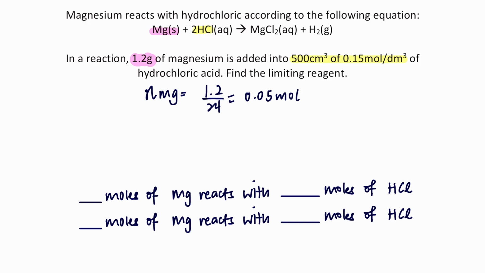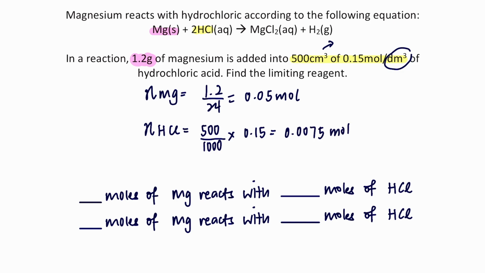To calculate the number of moles of hydrochloric acid, in terms of concentration, it will be volume times concentration. Remember, this one is in dm cube, so try to convert this into dm cube. It'll be 500 divided by 1000, times 0.15, which gives us 0.0075 mole.